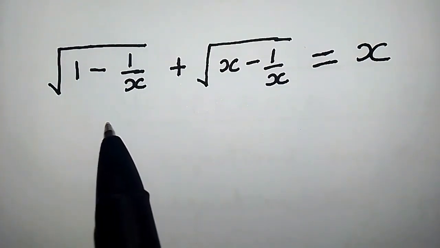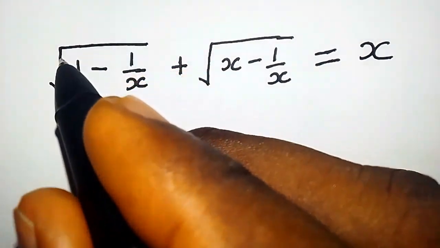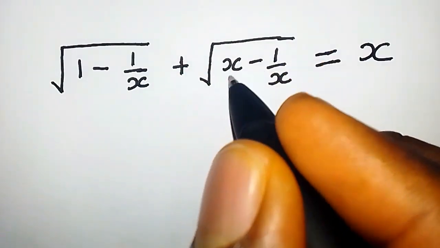Alright, let us discuss this problem together. How do we obtain the value of x? First, let's make this whole guy equal to u and this guy equal to v.